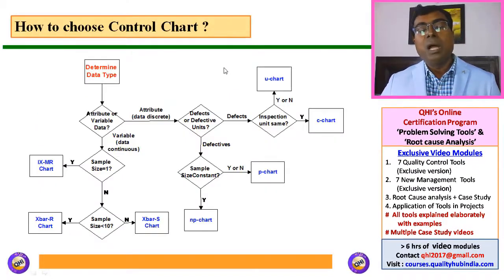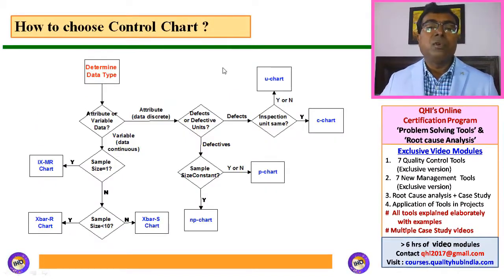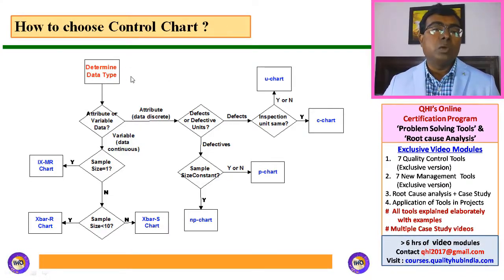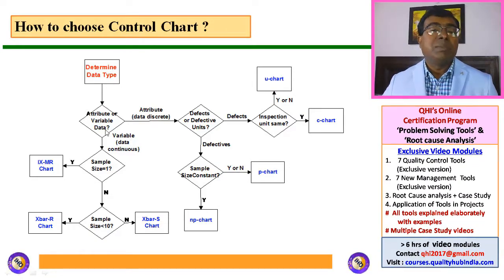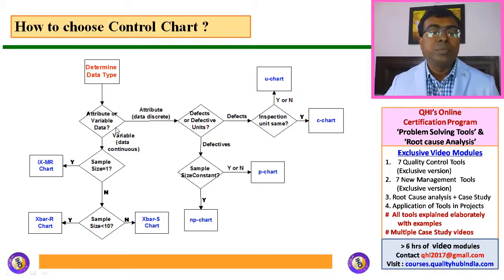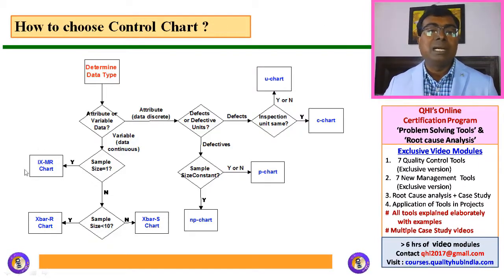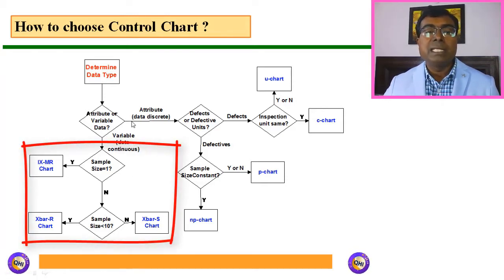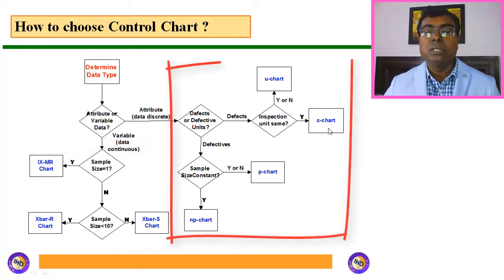Now let's understand how to select the proper control chart. As we have already discussed, first of all you need to understand what kind of data you are going to plot in your control chart. Based on the type of data, you need to decide which control chart is suitable. In this flow chart you can see the various control charts and the conditions in which they need to be picked. The first question is whether my data is attribute or variable. If my data is variable in nature, I come to this side, and if my data is attribute in nature, I come to this side.